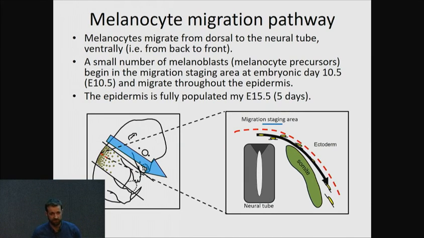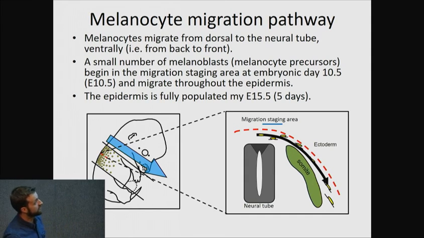In particular, I'm interested in a subtype of neural crest cells which are called melanocytes. So these are the cells which go on to produce pigmentation of hair and skin. So these melanocytes migrate from the back of the embryo around to the front, and we're particularly interested in the region between the limbs, so it's the trunk region. They start off with a small number of cells near the back in this region here in red, called the migration staging area. And over a 5-day period, these cells proliferate and they migrate, and they colonize the whole of the skin, from embryonic day 10.5 to embryonic day 15.5.